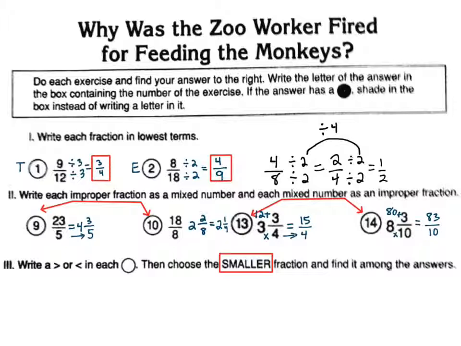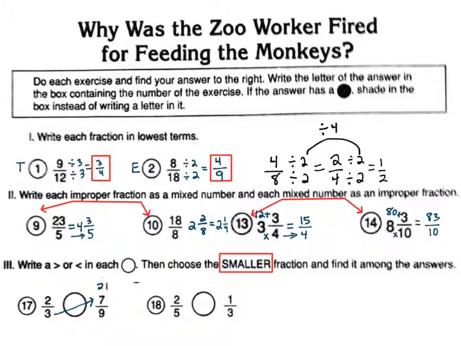So what we're going to do is we're going to come right here. We have our first one, 17. And what I'm going to do is compare 2/3 and 7/9. We're going to use cross multiplication, so I'm going to take the bottom of the first one, times it by the top of the second one. So our second fraction, that gives us 21. And I do the same thing, but I take the bottom of the second fraction times the top of the first fraction. That gives me 18.